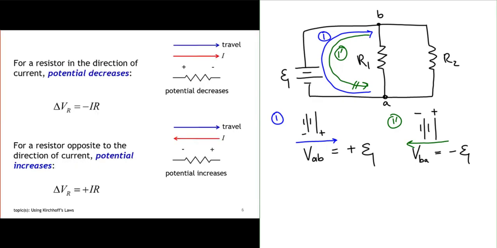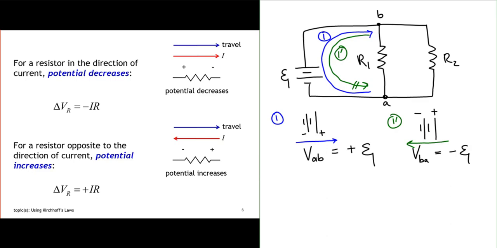Now, this one I think is a little bit more confusing. It's how we handle resistors. And again, it's hugely important that we keep our rules consistent. So when you handle resistors, how you handle the potential difference of the resistor depends on the direction you analyze and the direction of the current.